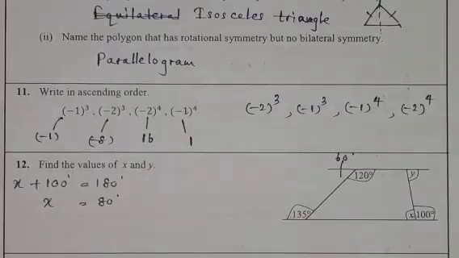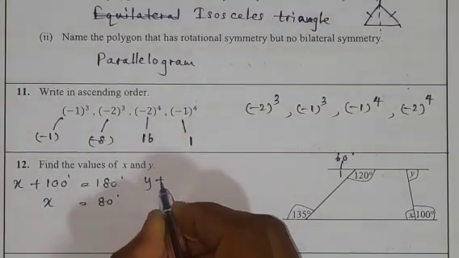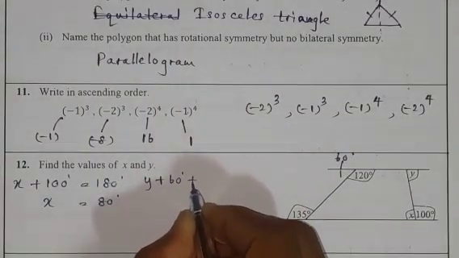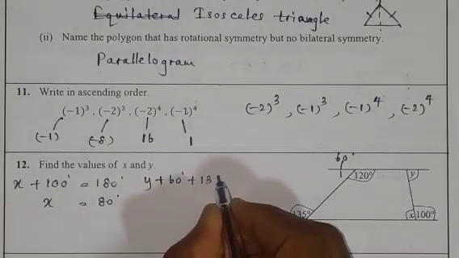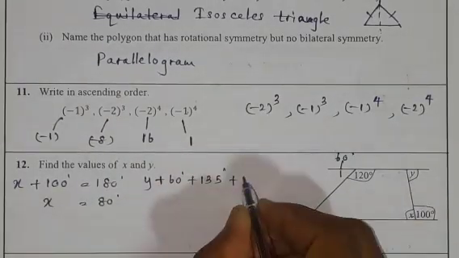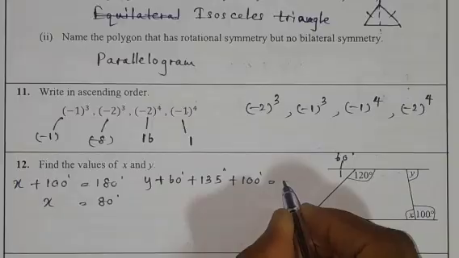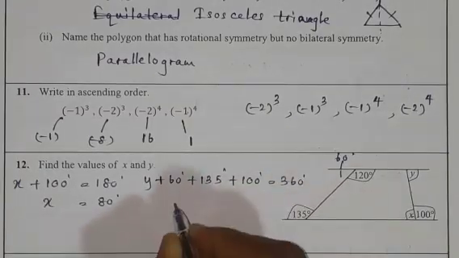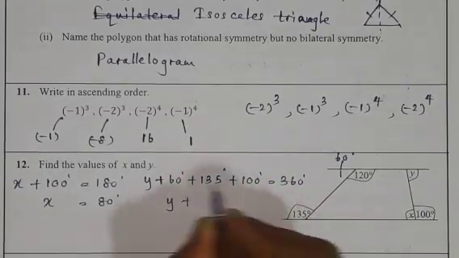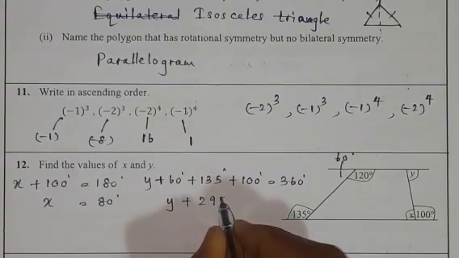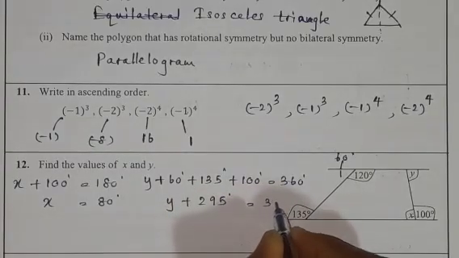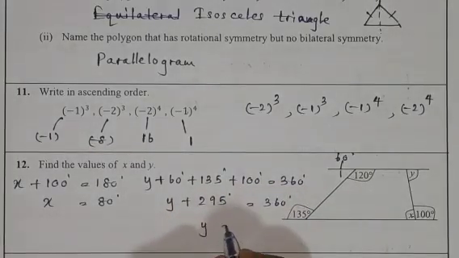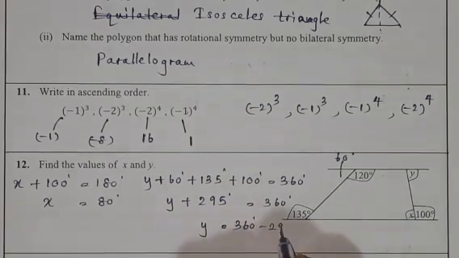So you can write the equation y plus 60 plus 135 plus 100 equal to 360. Y plus, what is the addition here? 295 equal to 360. Then y equal to 360 minus 295. The value is 65.